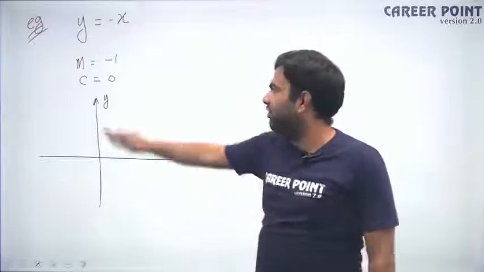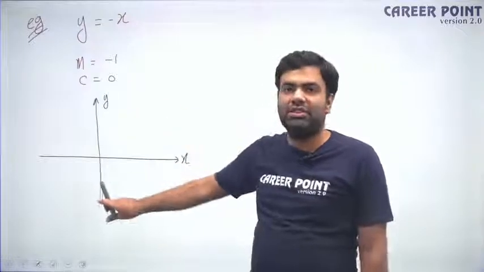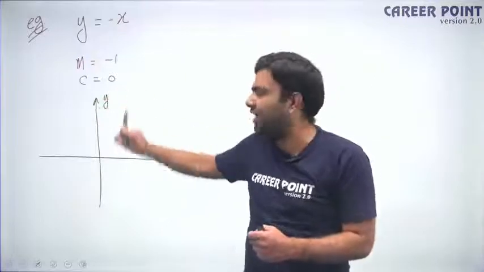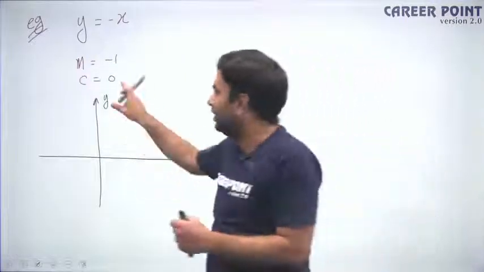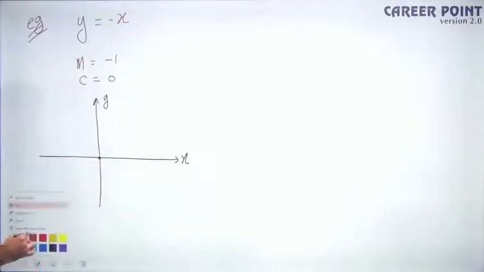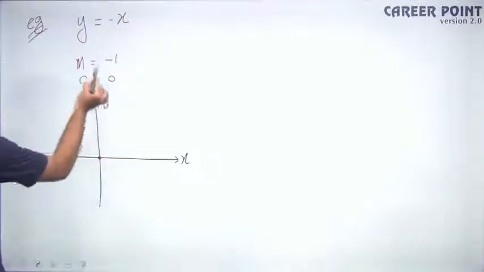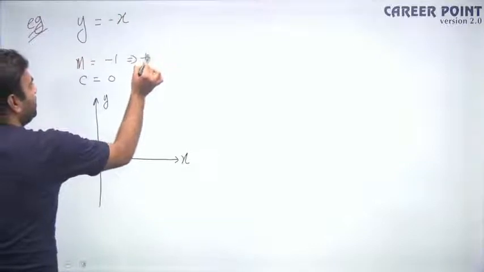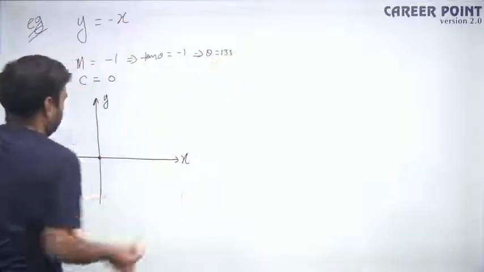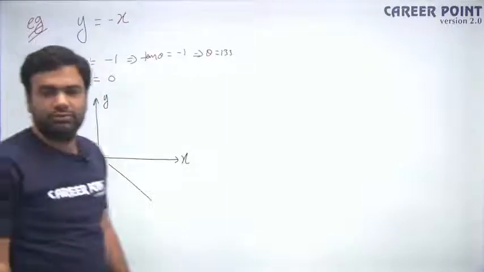Why? Because the value of c is 0. And what is c? c is the y coordinate on the y-axis. c is actually the y coordinate of the point on the y-axis where the graph is going to cut the y-axis. So it is equal to 0. That means the graph will pass through origin. And this implies tan theta is equal to -1, which implies theta is equal to 135 degrees. So the graph will be like this. This is the graph of y equals -x.